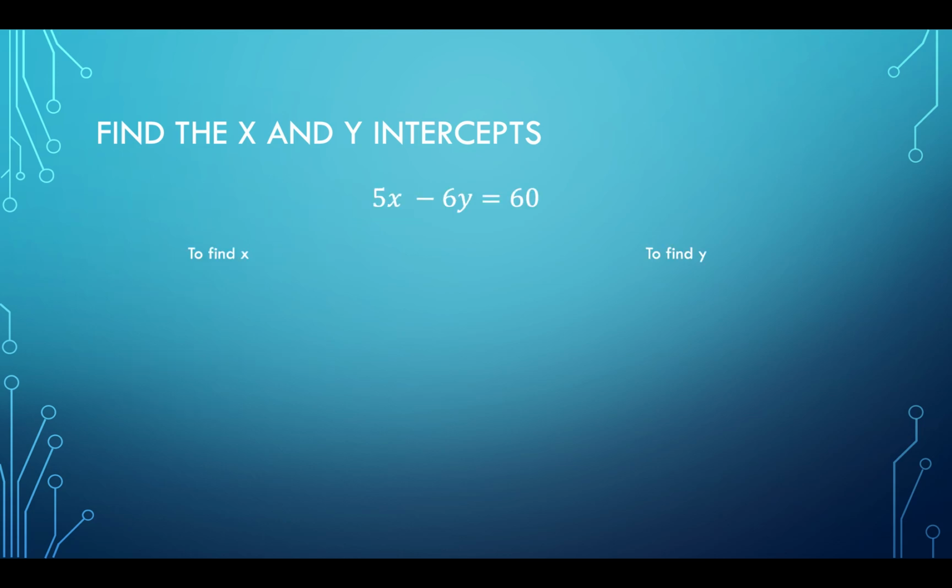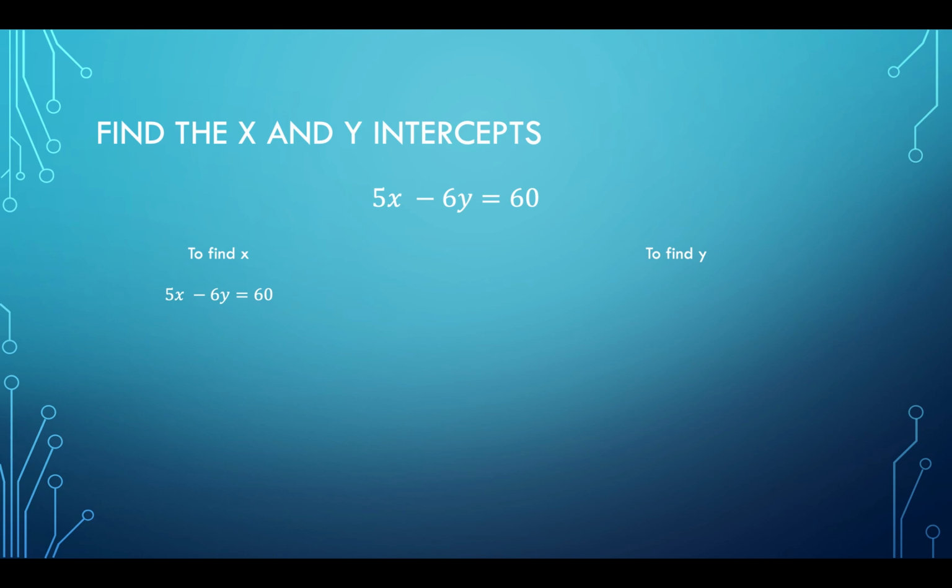Let's practice. Find the x and y intercepts of 5x minus 6y is equal to 60. I always like to find x first, and then find y. You can do it in whatever order you want, but for some reason I always like to find x first. So I rewrite the equation over here: 5x minus 6y is equal to 60.